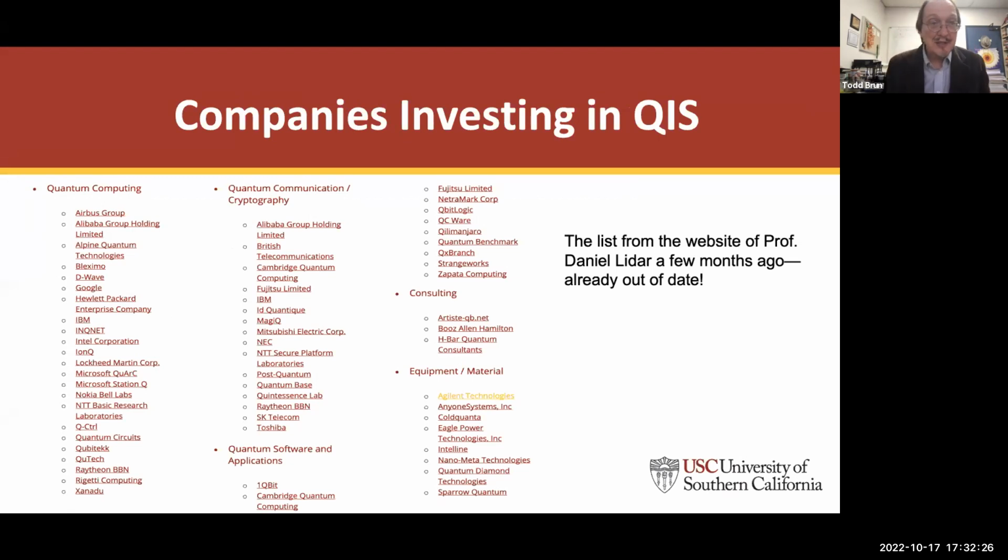So some of these, as you can see, are big companies, Alibaba and Google, Hewlett-Packard, and some of them are smaller startups like Magic or Q-Control, Rigetti, and so forth. And here they're roughly grouped in a few different areas, but this just keeps growing all the time.